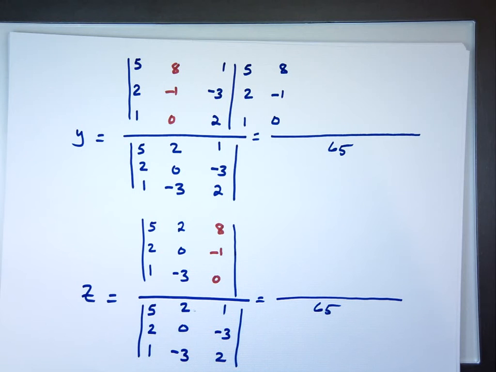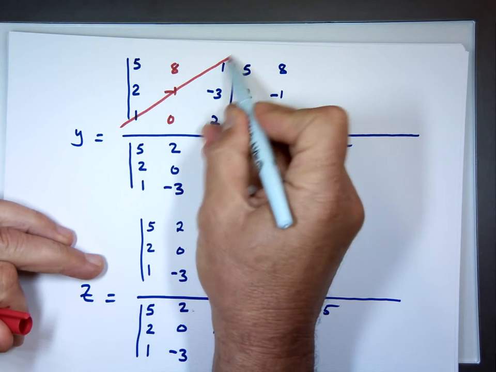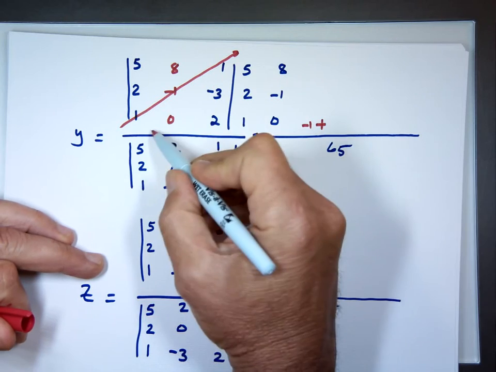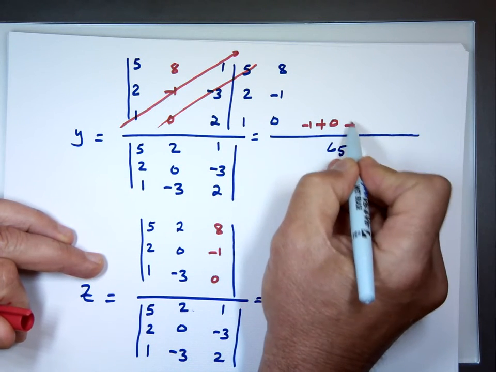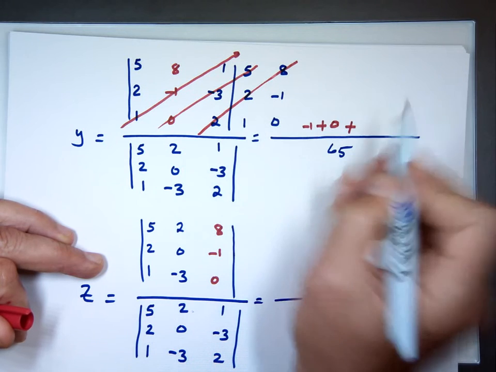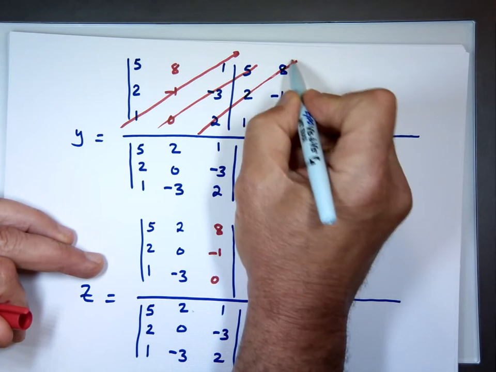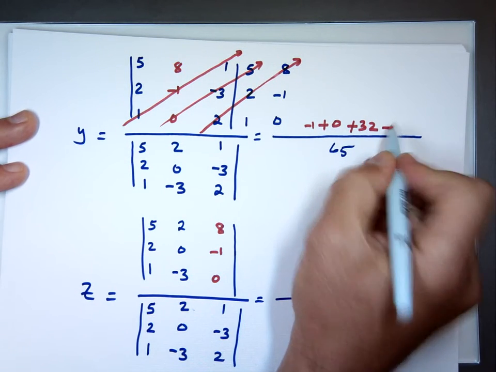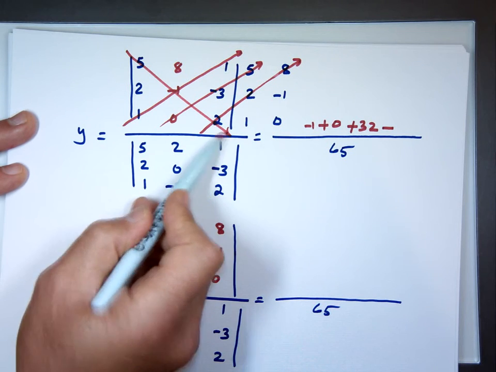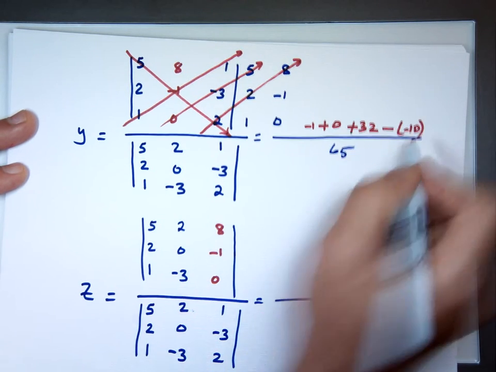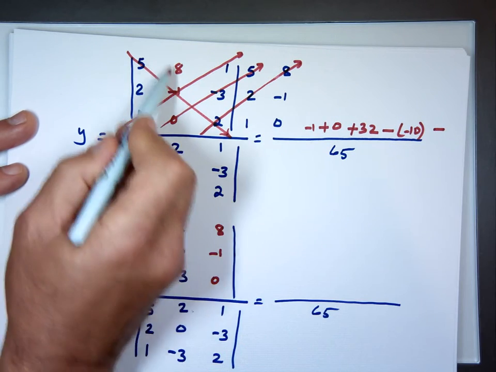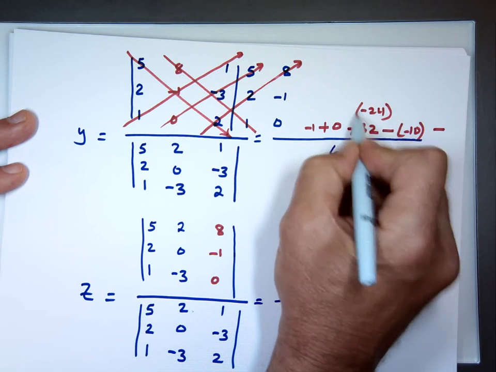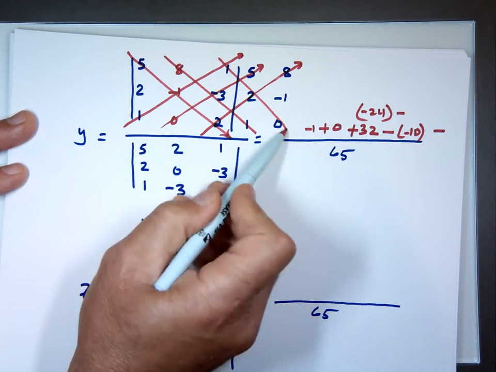Let's do the positive ones. That's this one. That's a negative 1 plus, let's do this one. That's a 0 plus, let's do this one. That's a 32, right? Let's see what the minus is. Now minus, is that a negative 10? Minus a negative 24, minus a 0.